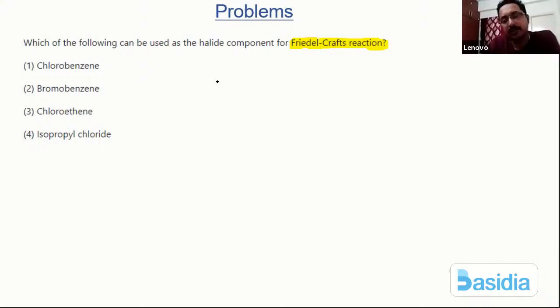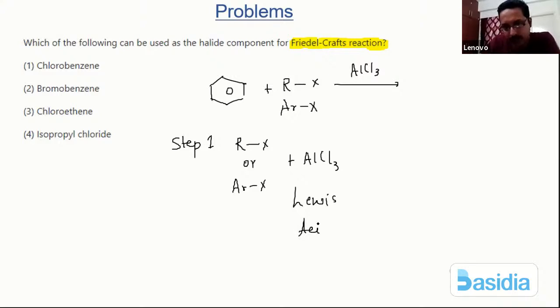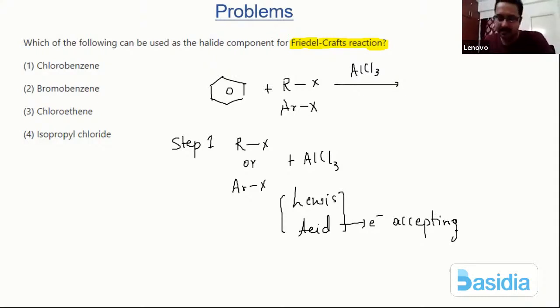So now let me say there is a benzene, and I'm doing the Friedel-Crafts reaction. Then you are going to take the RX guy, or let me say the ArX guy, and this guy is reacting in the presence of AlCl3. So what is step one in the reaction? The step one is always the RX or ArX reacting with the AlCl3. Let us not forget that this guy is actually a Lewis acid. That means he has an electron accepting character. Very important point again, electron accepting character.